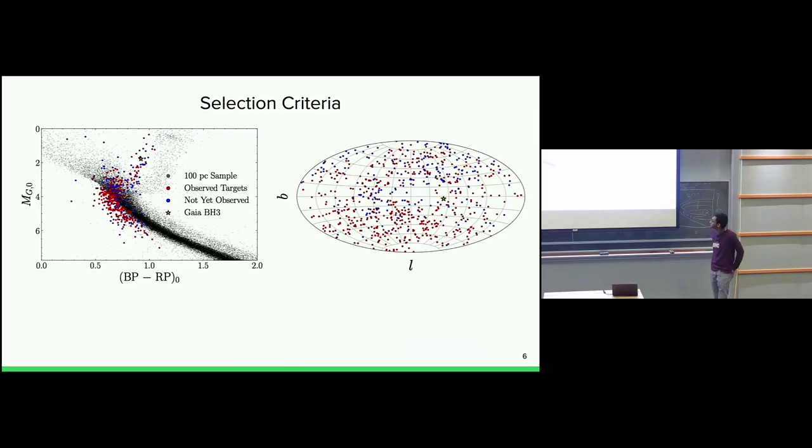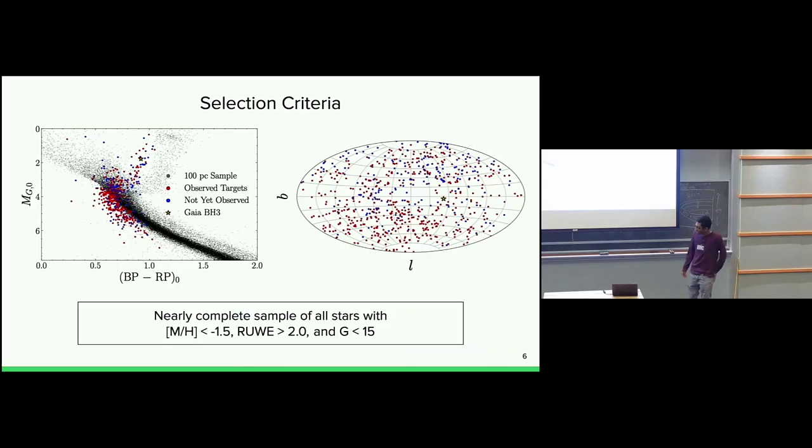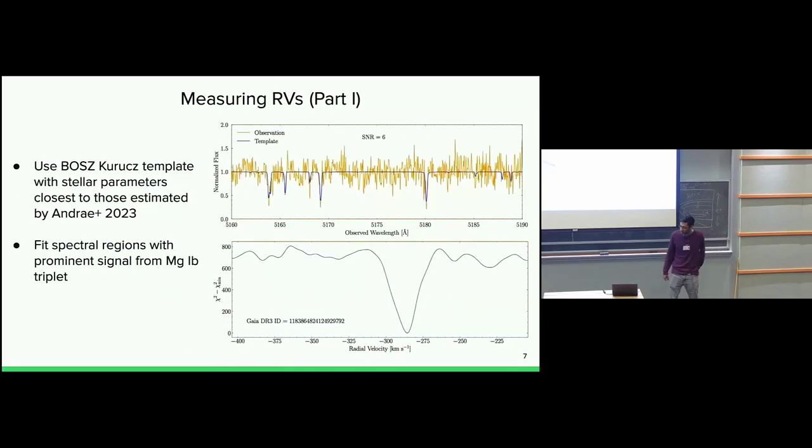We also see that those targets are spread all over the sky, but the main takeaway I want to say here is that, based on what we followed up, we essentially have a nearly complete sample of stars that have metallicities less than -1.5, RUWE greater than 2, and G less than 15 in Gaia DR3. So then we can go ahead and start measuring RVs.